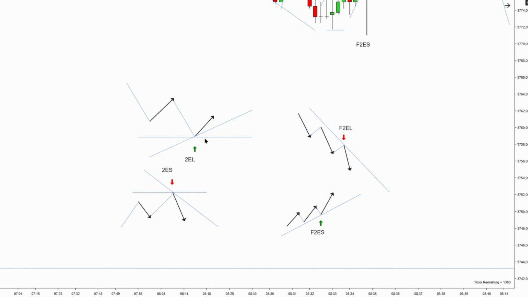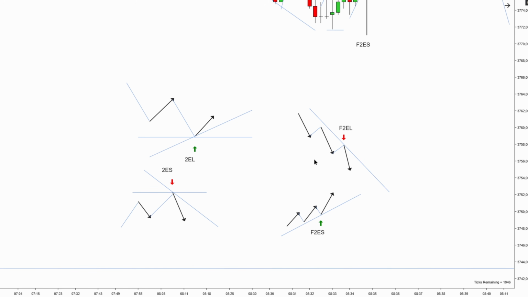We have a two-legged pullback second entry long off the trend line and the support, which is a key entry point. And we have a second entry short off the trend line and off the resistance. Now on the right, we have a failed two-legged pullback. That means this is a two-legged pullback that is forming under the wrong context. We are interested in this setup as well, because if you're reading the context correctly and you can see a two-legged pullback on the wrong side of the market, you can take advantage of the trapped traders who are on the wrong side of the context.